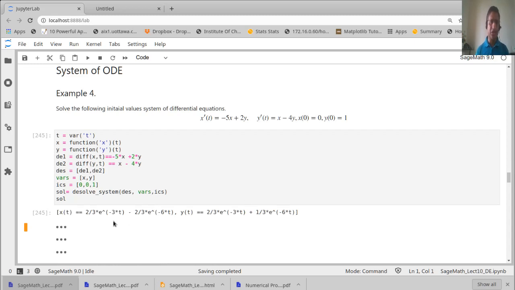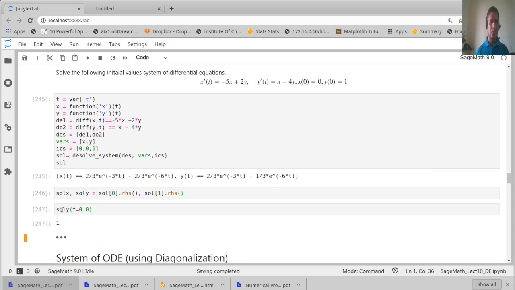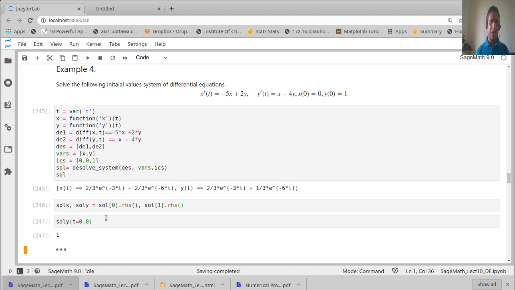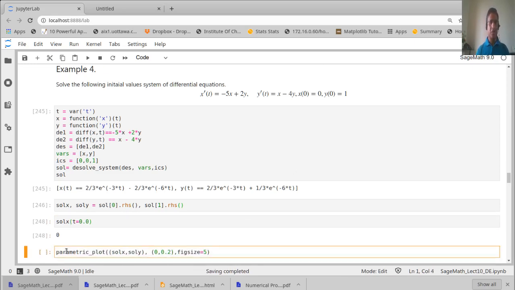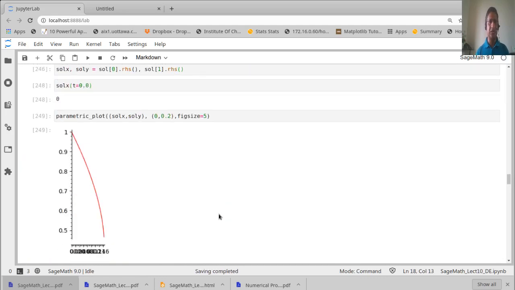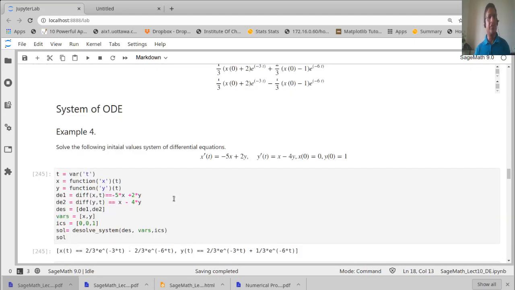You can even plot this solution as a parametric plot. Let us extract each of these, x and y. Here this is just checking that y at t equal to 0 is 1. It is correct. If I say solution x at t is equal to 0, it should be 0. And now let us plot this using parametric plot of x and y. So this is the solution curve of this system of ordinary differential equations.